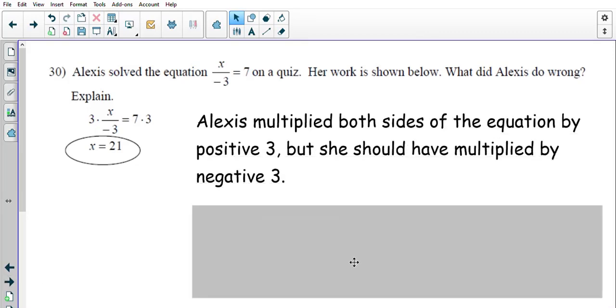And I know it might seem like I'm spending a lot of time on simple errors like this, but they're errors that I see students make, so I want you to be aware of them. Again, if we're dividing by negative 3, the inverse of that has to be to multiply both sides by negative 3, not positive 3.